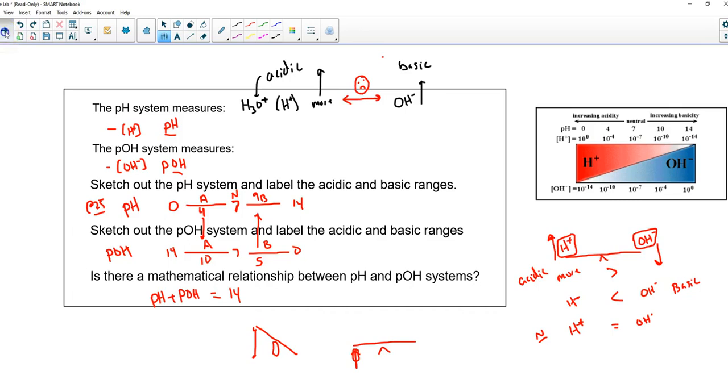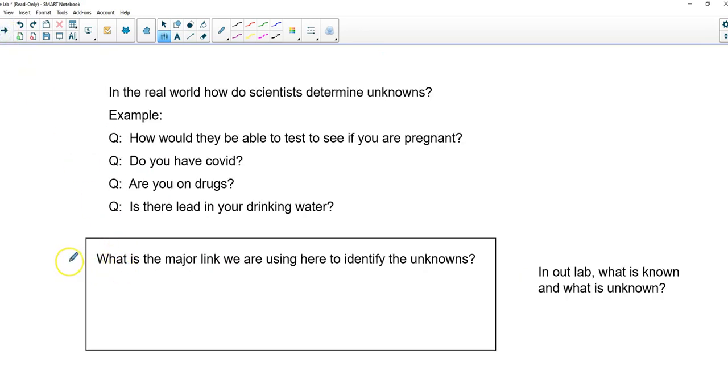All right, so that is a little brief overview to the pH system. Our next thing we're looking at is, in the real world, how do scientists and medical professionals determine unknowns?